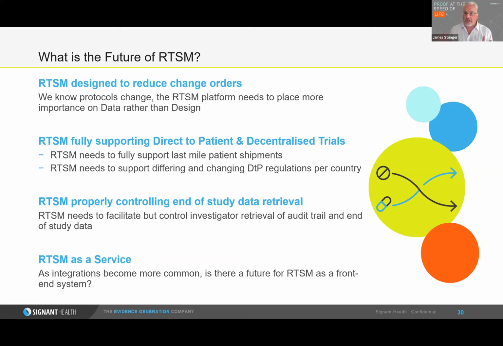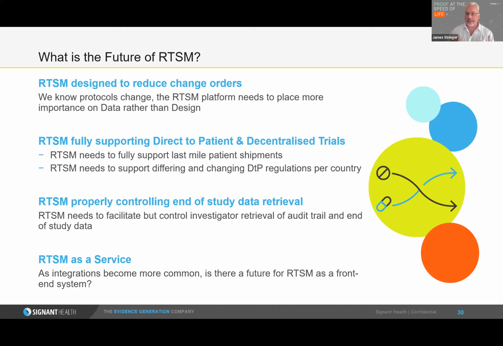We know that direct to patient is an absolutely hot topic, be it direct to patient or decentralized trials. The Signant RTSM is being developed and does at the moment support that last mile shipment, and that's going to be incredibly important, because as we move to direct to patient shipments, we absolutely need to have that complete chain of custody of drug, which is one of the things that RTSM is very good at providing.